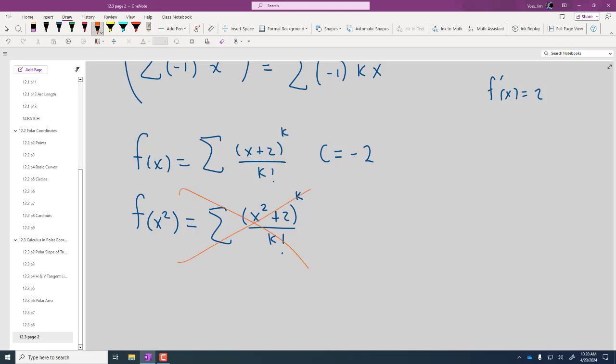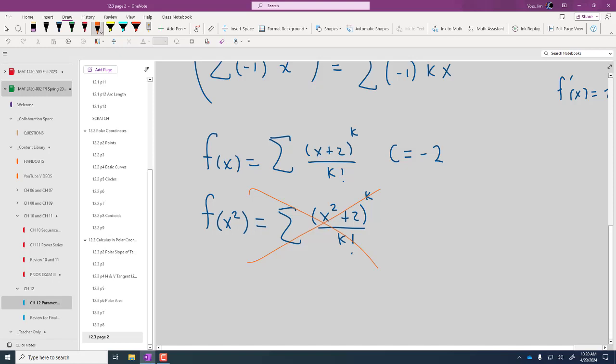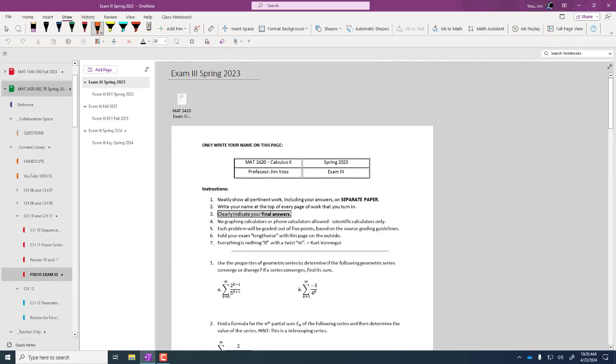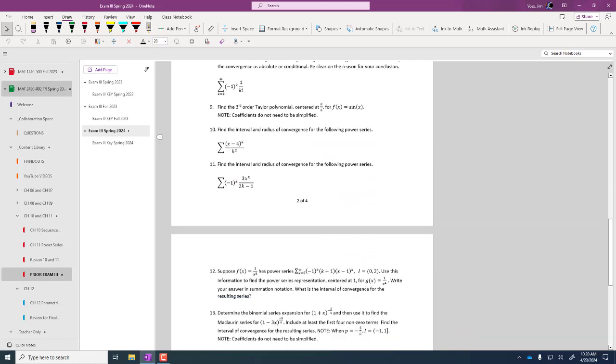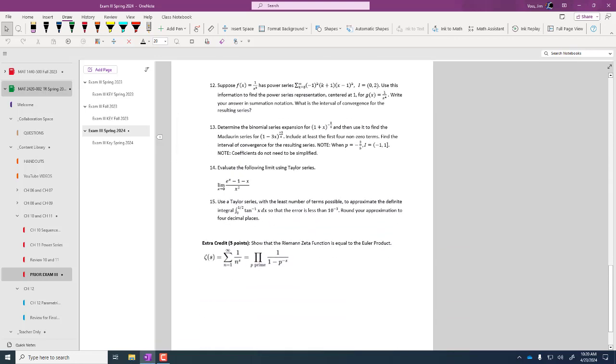So on this exam, this is the one where you're supposed to take derivatives, the one I told you was the hardest one. This was number 12. If you want to get to g from f, substitution, yes, it's true that g is equal to f of x squared, but it's asking for a power series centered at 1. If you just plug in x squared, you do not have a power series centered at 1.